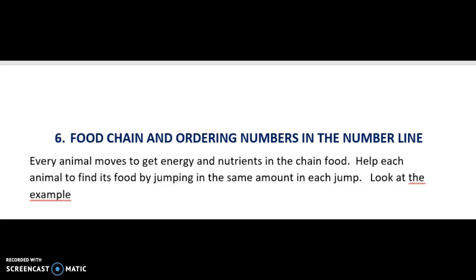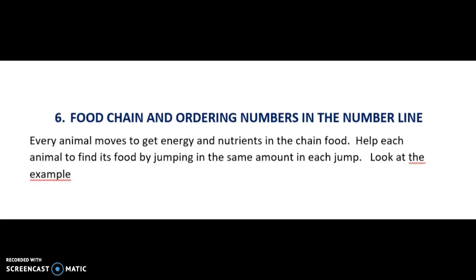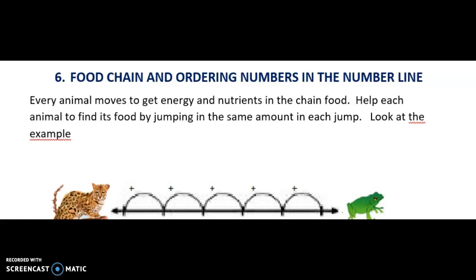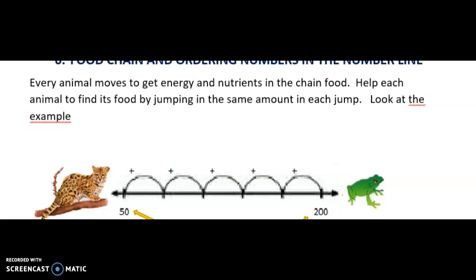Now we're going to talk about ordering numbers on the number line. It's really important because it's related to our inquiry and reasoning guide, and the topic for inquiring is the food chain. Remember, there are a lot of animals in the food chains, and in this case, we are going to represent the situation of the Tigrillo and the frog.